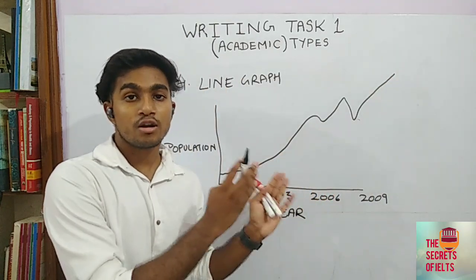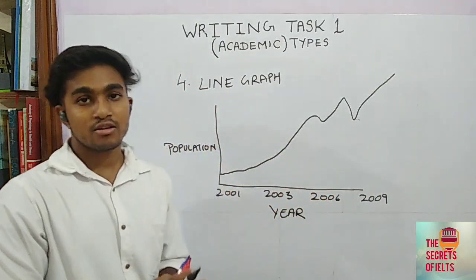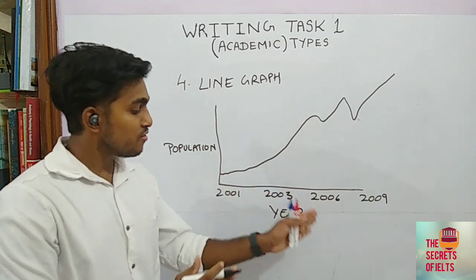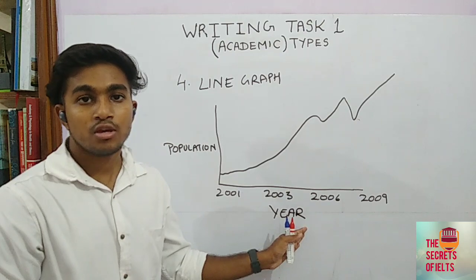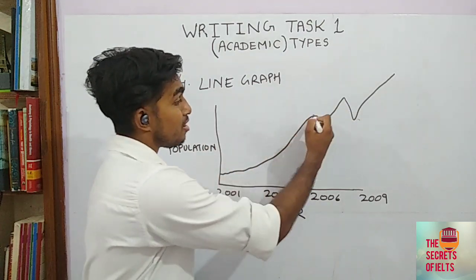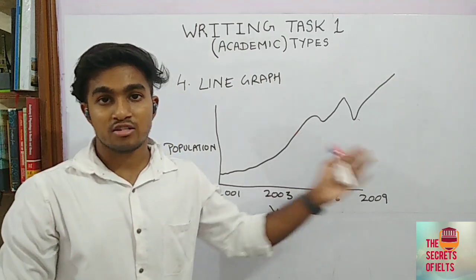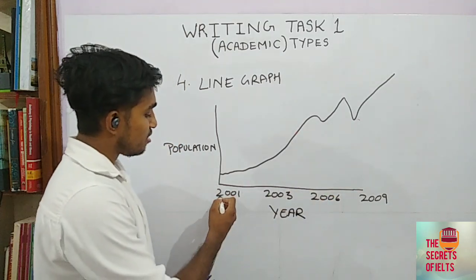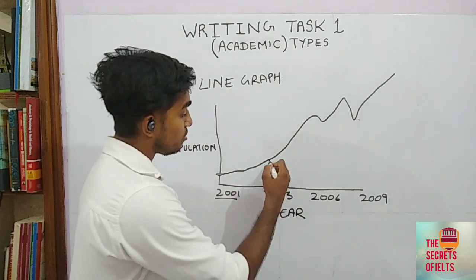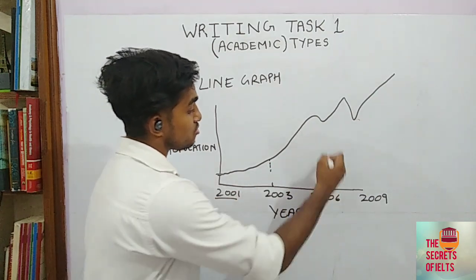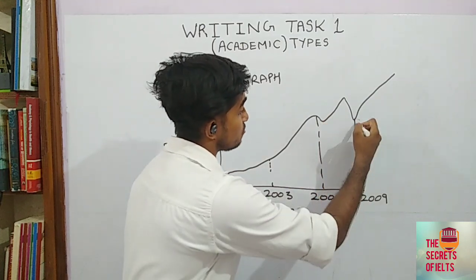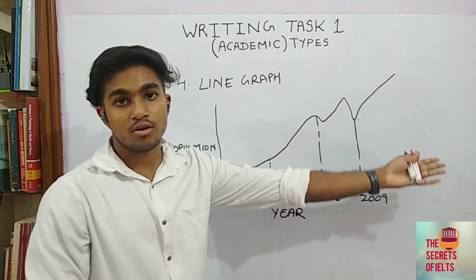This is a classical example of a line graph. In this we can see one piece of information given against another in the form of a line. This line is the data. We can see clearly that the 2001 population can be denoted here, the 2003 population will come here, the 2006 population will come something around here, and the 2009 population will come something around here, and so on.